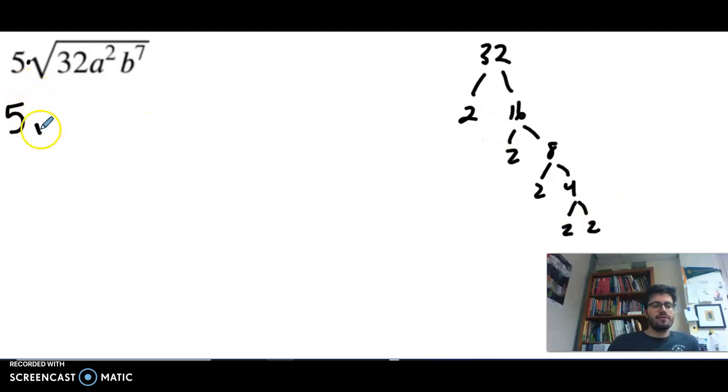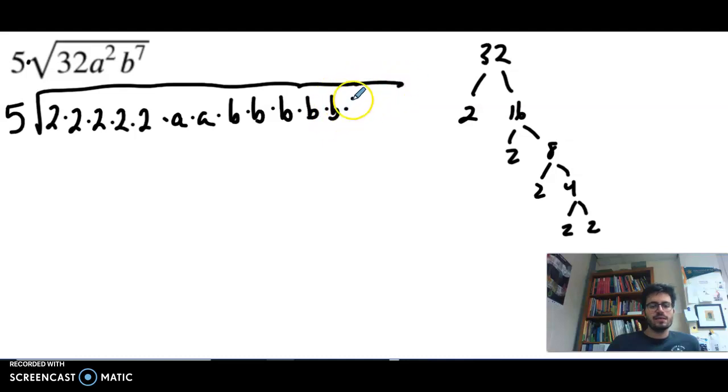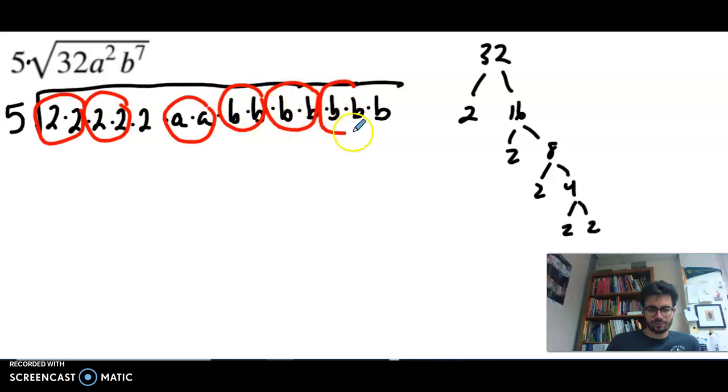We can write everything we have on the inside. 2 times 2 times 2 times 2 times 2. Have A times A, and then B times B times B times B times B times B times B. So many B's. Let's identify our pairs. Here's a pair of 2's, here's a pair of 2's, pair of A's, pair of B's.